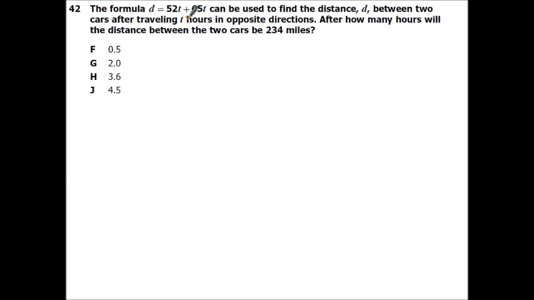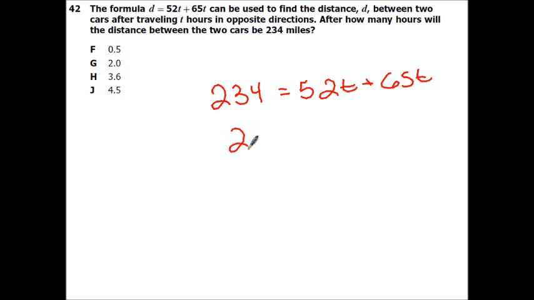Alright, the formula d equals 52t plus 65t can be used to find the distance d between two cars after traveling t hours in opposite directions. After how many hours will the distance between the two cars be 234 miles? So the distance would just be 234, so that would be your d, equals 52t plus 65t, so we can combine like terms, and that's going to equal 117t. So we're going to divide by 117, divide by 117.